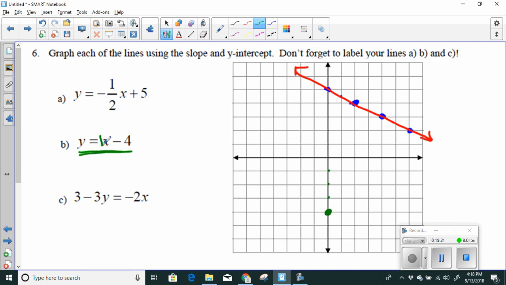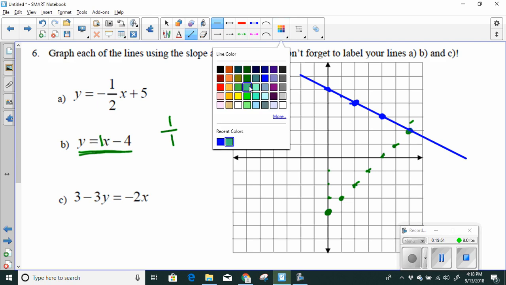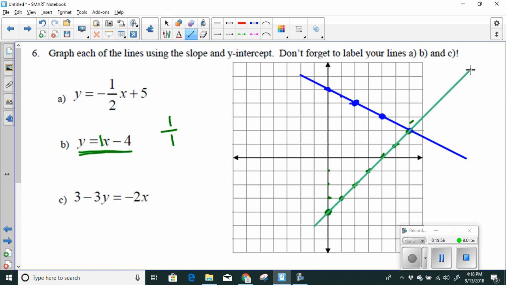And it has a slope of 1. Well, 1 is a fraction. It's 1/1. So from this point, you could rise 1, run 1, rise 1, run 1, and there we have it. Grab a line maker. I'm a little too lazy to do that, but if I don't grab a line maker, my lines just won't be straight. So I'm going to grab a green line maker and go right here. Sure enough, we have 2 lines graphed.